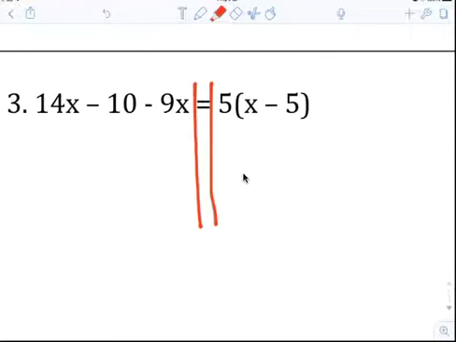I start on this side first. Some say, oh, this is parentheses, shouldn't we do that first? If you want to, you can. But this has 3 terms, so it has more numbers, so I'm going to do that first. It doesn't matter which side you start.